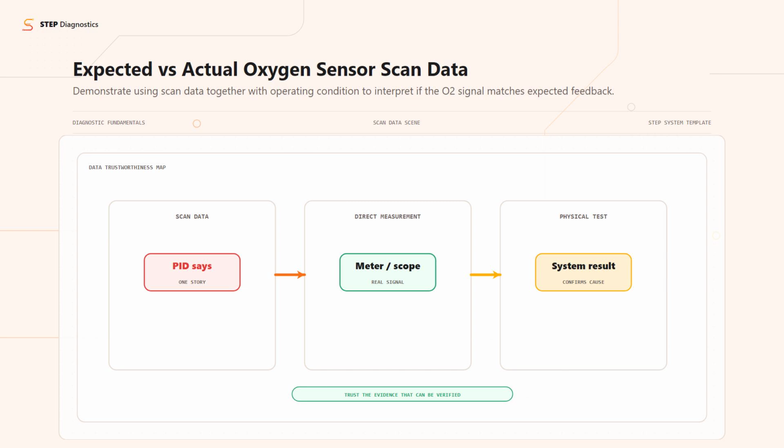Interpreting O2 sensor data means asking, what should the voltage and switching pattern look like for the engine state we see? Compare live scan values to known good patterns. Fast switching at idle and cruise, stable high or low, only in special conditions. A stuck or slow response outside expected operating conditions is a key evidence point.